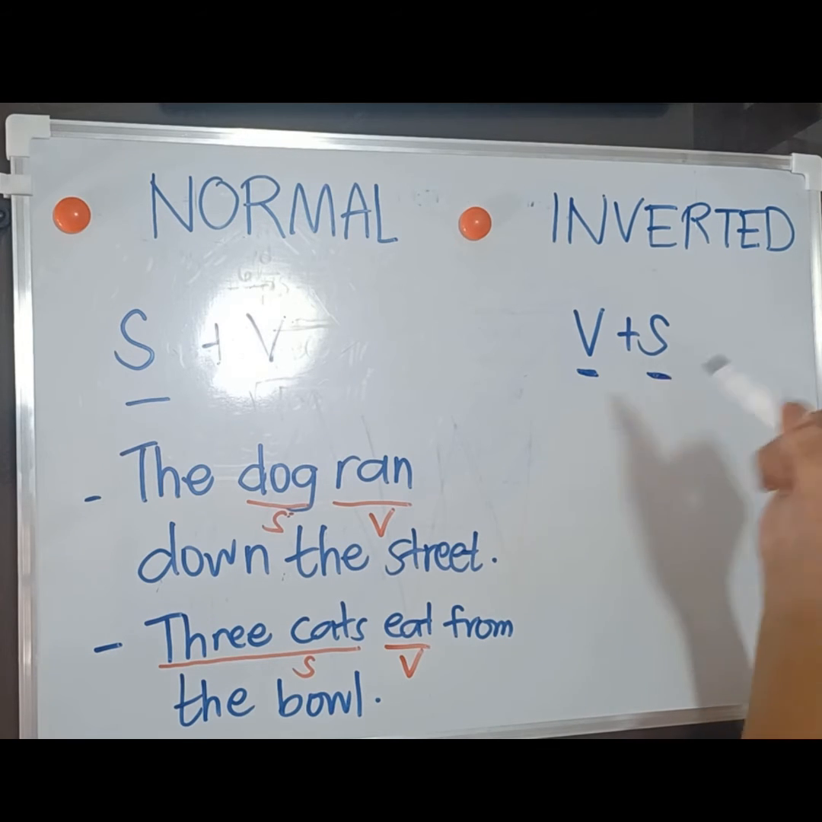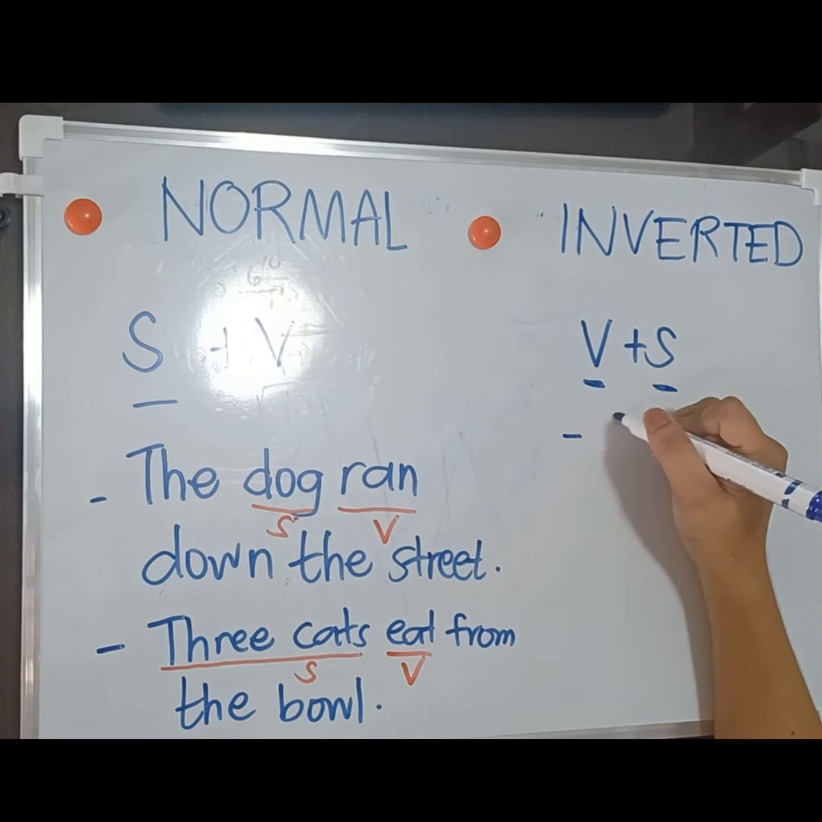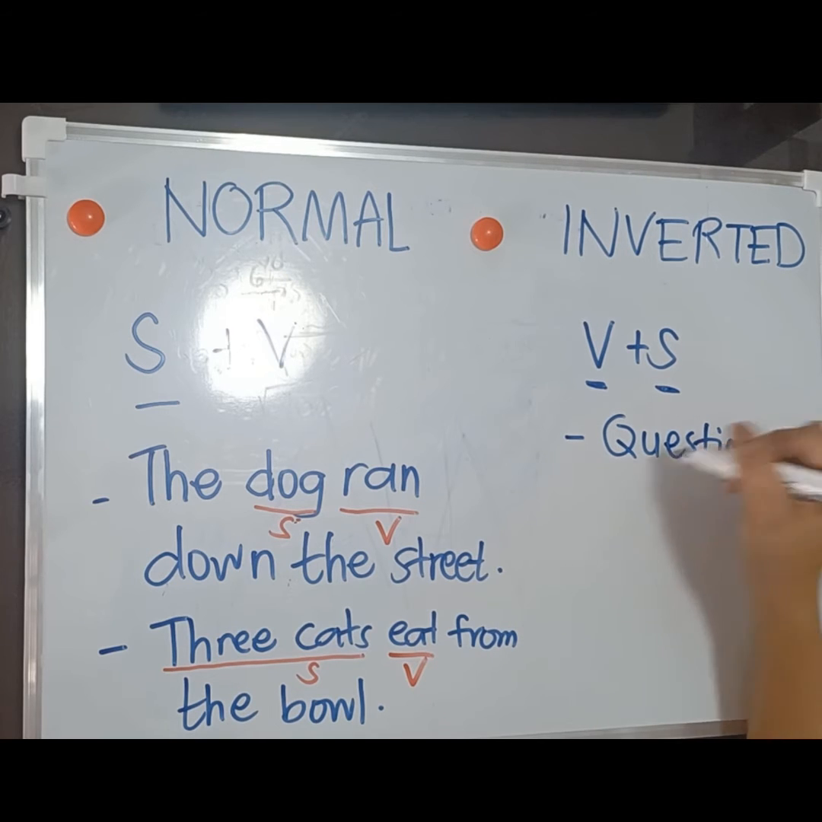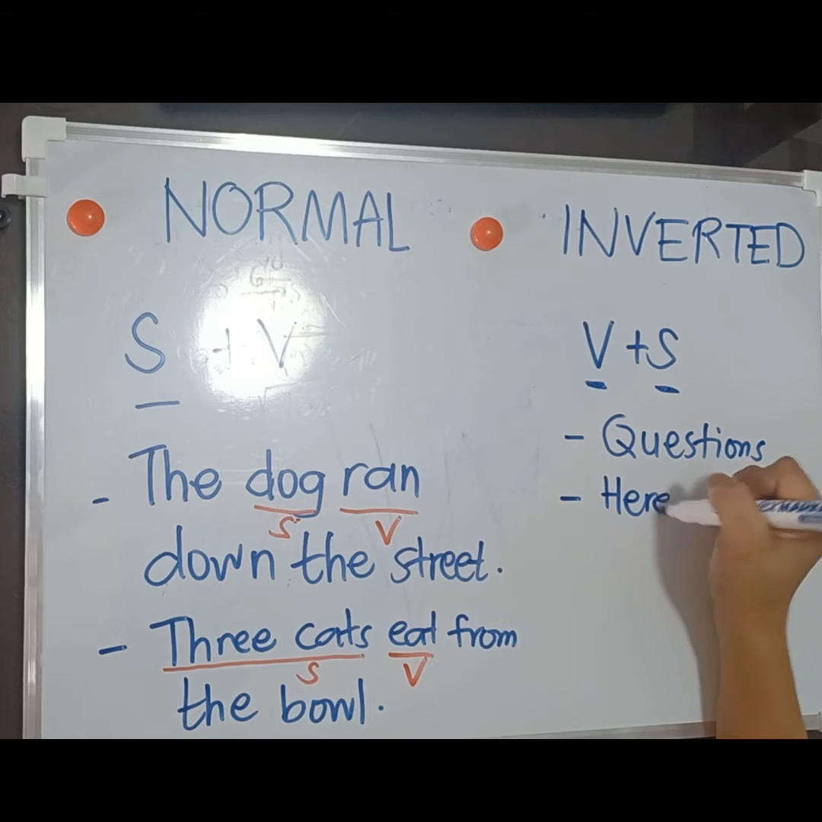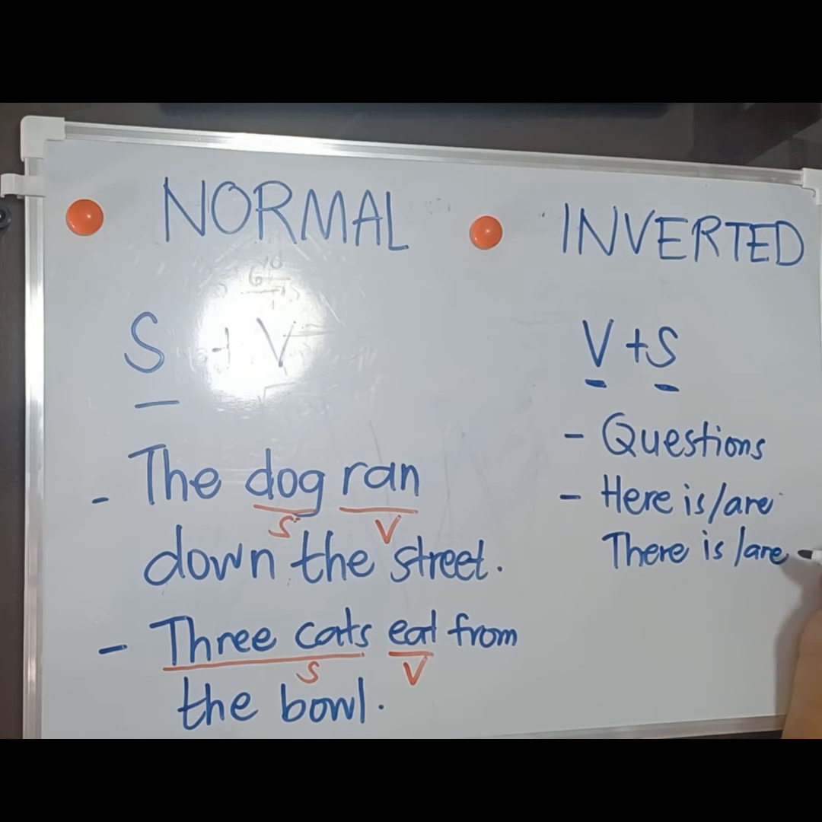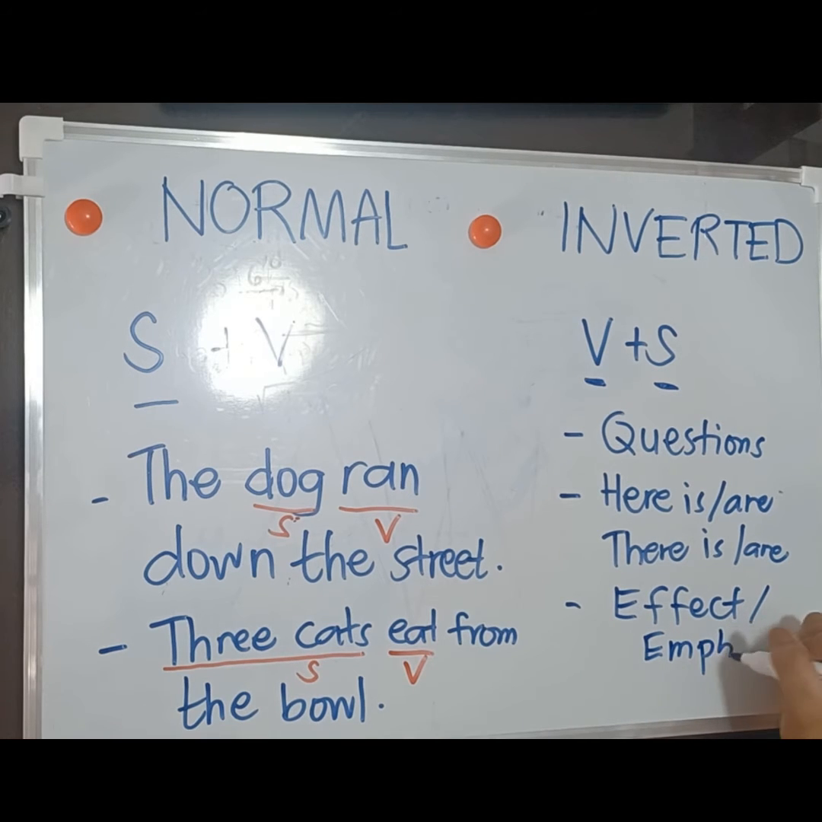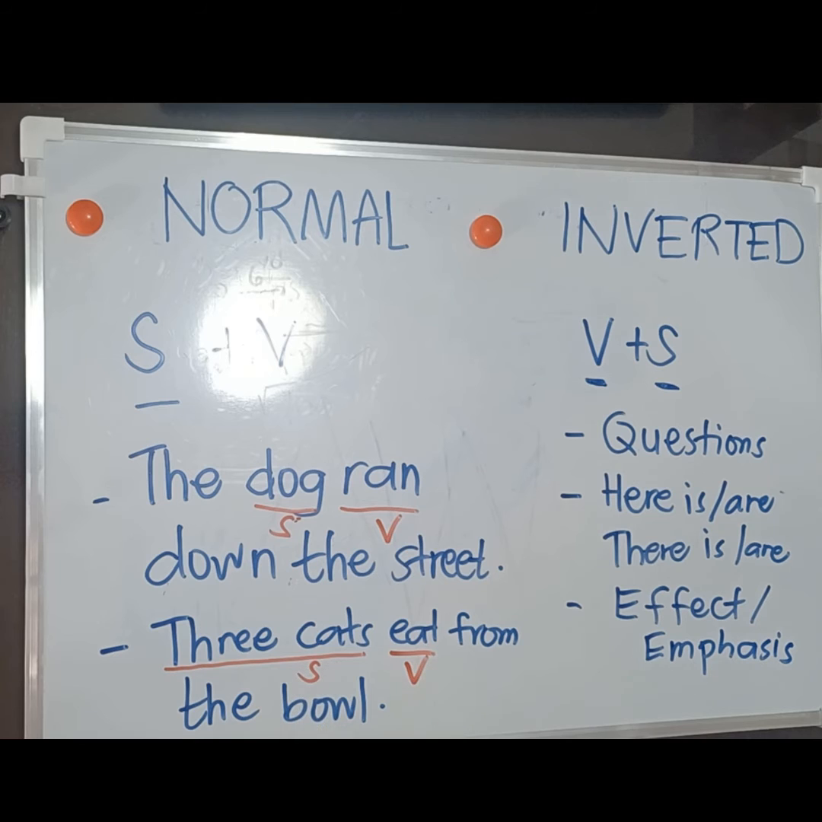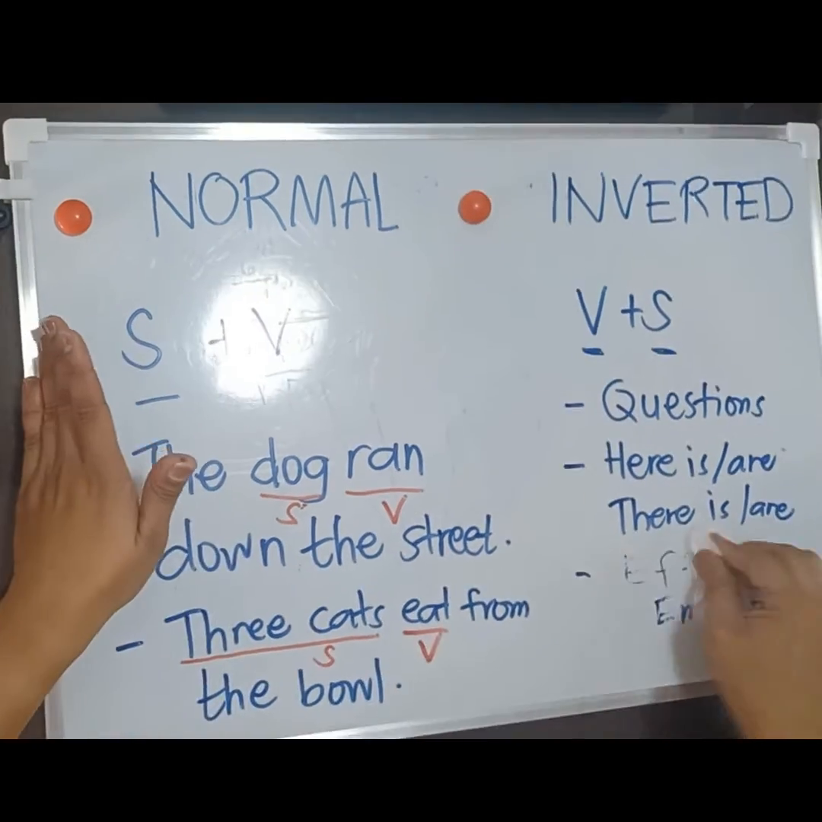And actually, the inverted word order is usually used in questions or sentences that begin with here is, here are, there is, or there are. And also, sometimes writers use inverted order to create an effect or emphasis in a sentence. Alright? So, again, take note of that. You use inverted word order usually in questions, in sentences that start with here is or here are, or there is or there are. And writers use it to create an effect or emphasis in a sentence. So, take note of these three things.